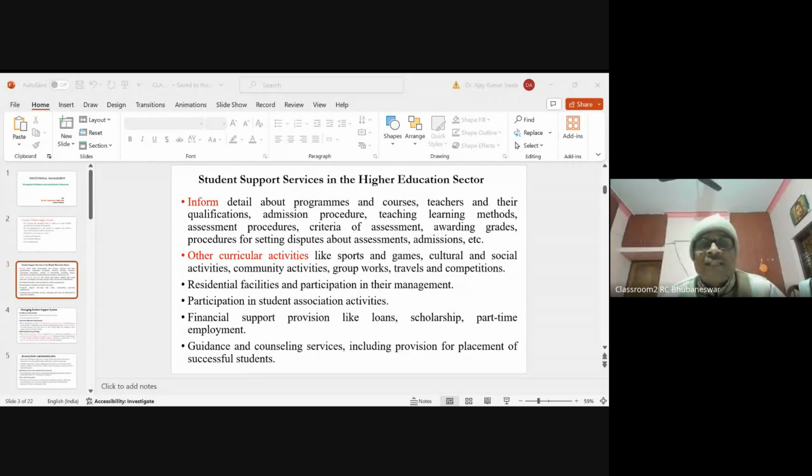Other curricular activities like sports and games, cultural and social activities, community activities, group works, travel and competitions. Now tell me, what are community activities? What do you understand by community activities? Please give some examples. What are some examples of community activity? Anybody?